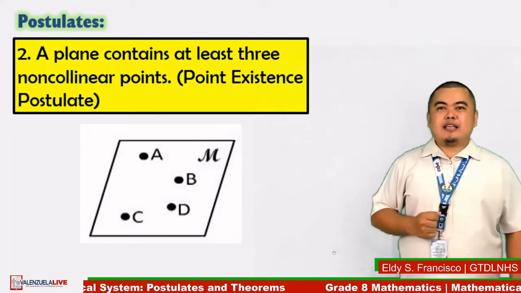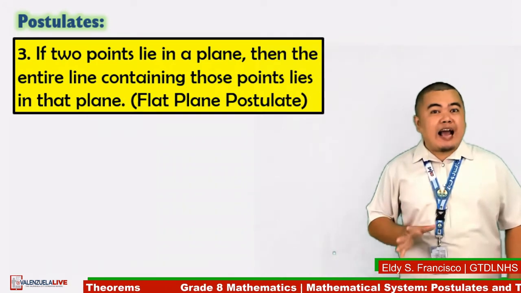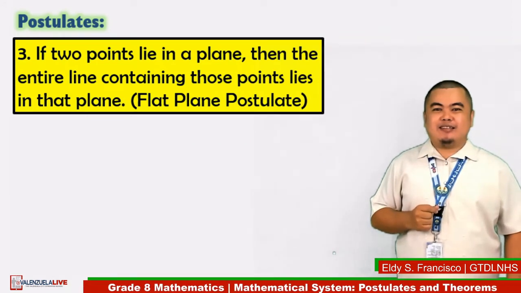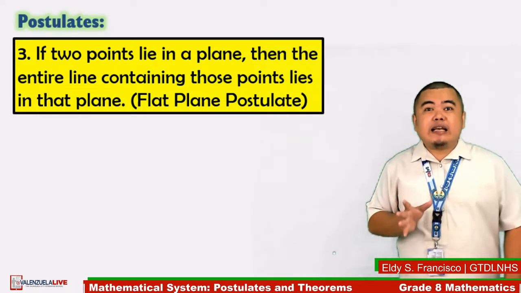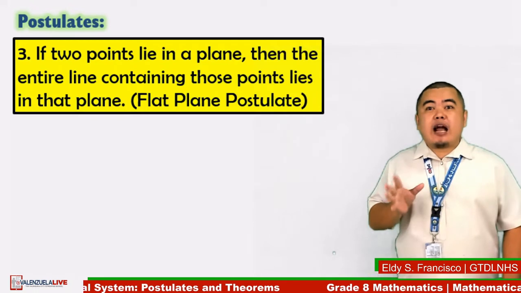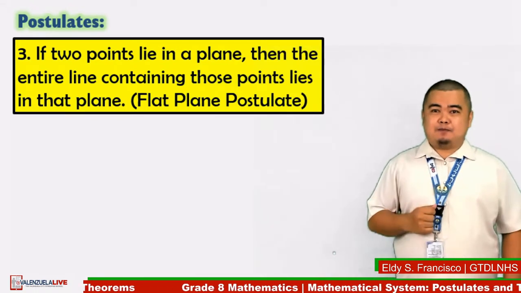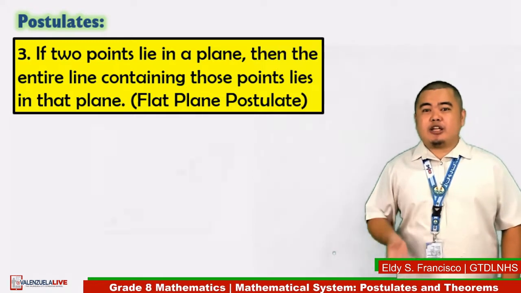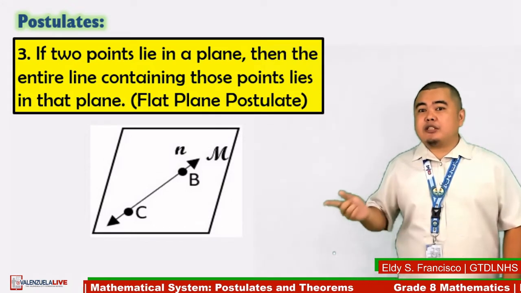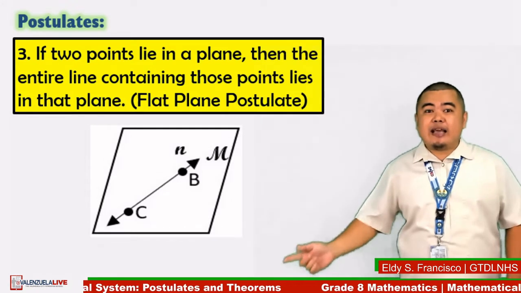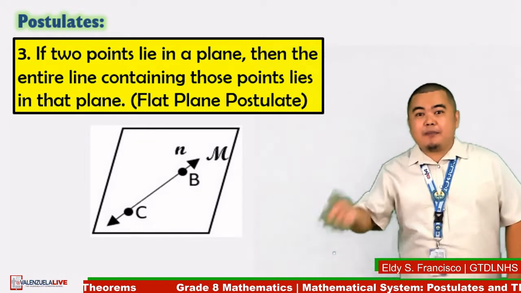Okay, good. Next, postulate 3, or what we call the flat plane postulate. If 2 points lie in a plane, then the entire line containing those points lies in that plane. So this is the illustration. Point B and point C are on the line N, which lies on the plane M.